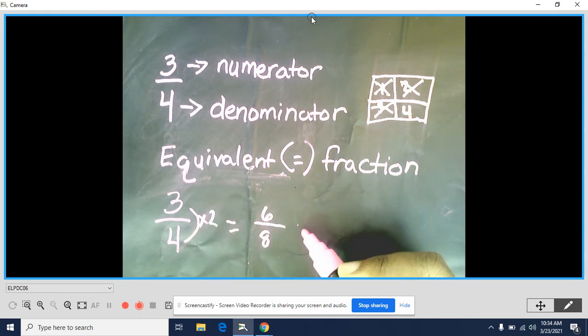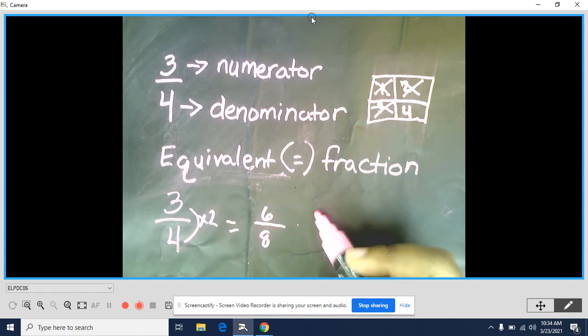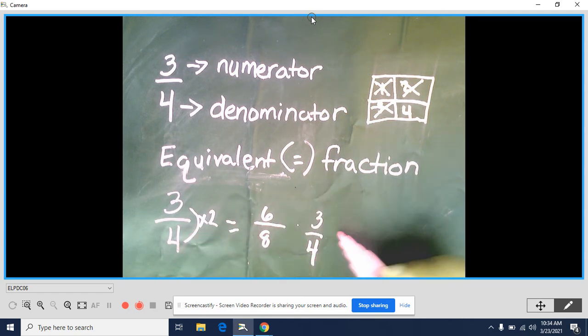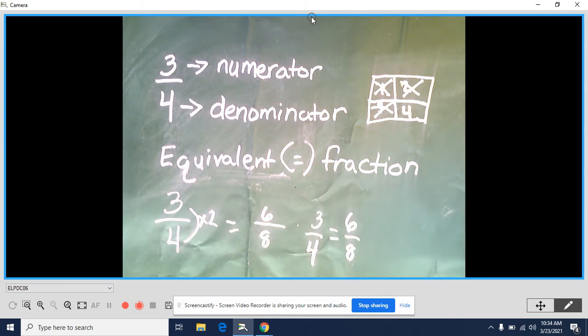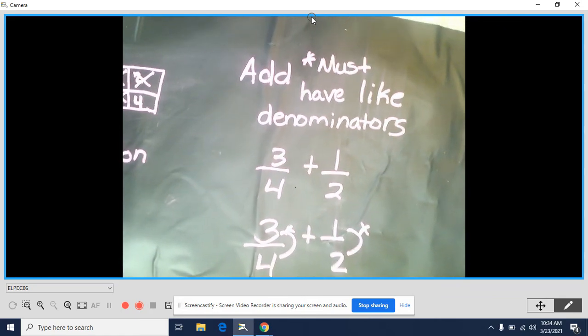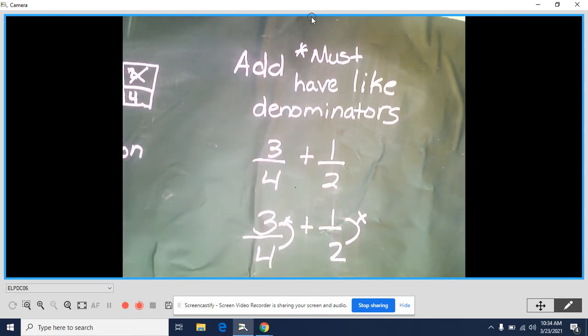So the equivalent fraction, 3/4, will equal 6/8. That is making an equivalent fraction. It's very, very important to have equivalent fractions because if we add or subtract fractions, we must have like denominators. And the only way to make a like denominator is to make an equivalent fraction.